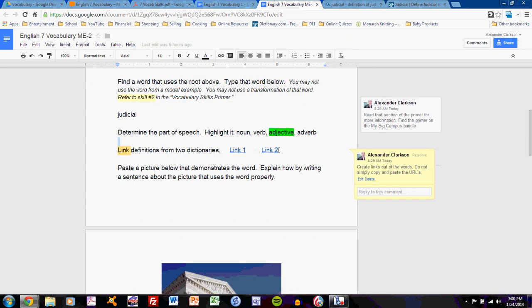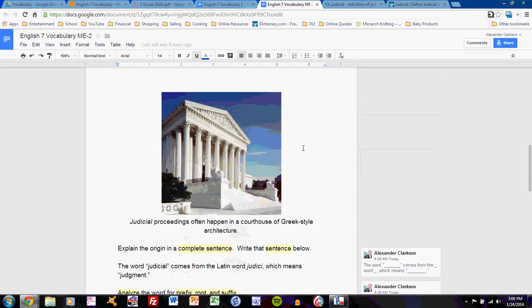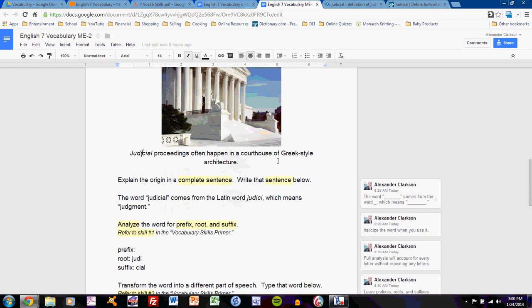Notice that links are made by linking the words, not merely pasting the URLs. Below, you'll see a picture of a courthouse, which reminds one of the word judicial. And below that appears a caption using the word judicial. Judicial proceedings often happen in a courthouse of Greek-style architecture. The caption uses the word judicial and italicizes it. This caption refers to the picture above.